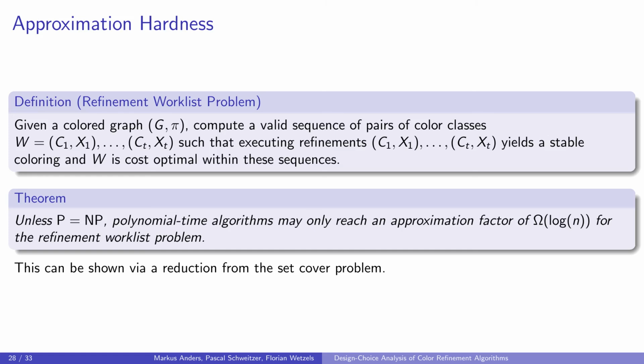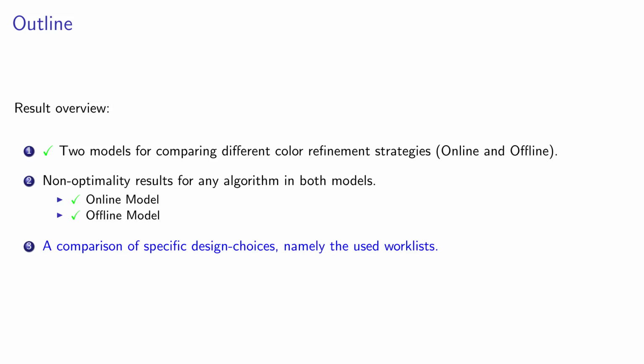However, we are also interested in the question for an asymptotically optimal sequence, so approximating the optimal cost by a fixed constant factor would also be a good solution. In fact, we could show that this is also not possible with a tractable algorithm. Unless P equals NP, any polynomial time algorithm may only reach an approximation factor of log n for the refinement worklist problem. We have shown these results by reduction from the set cover problem. We have now completed the main results of our paper.